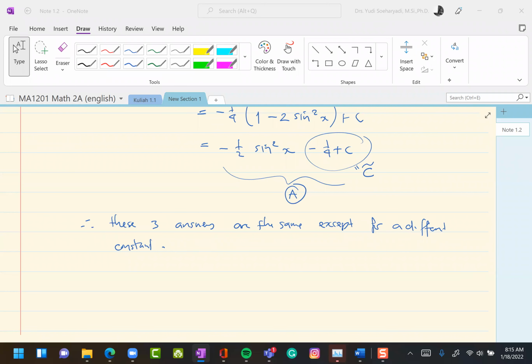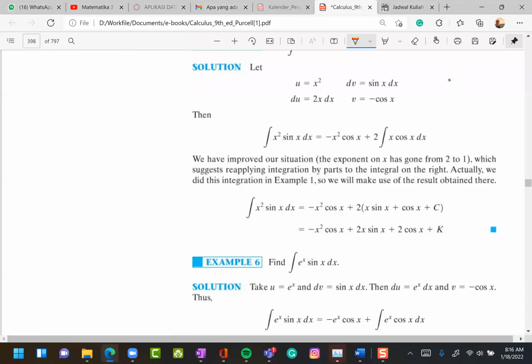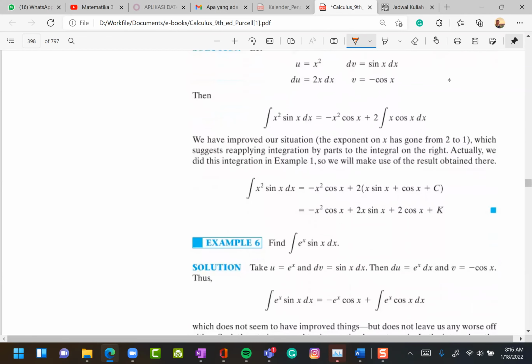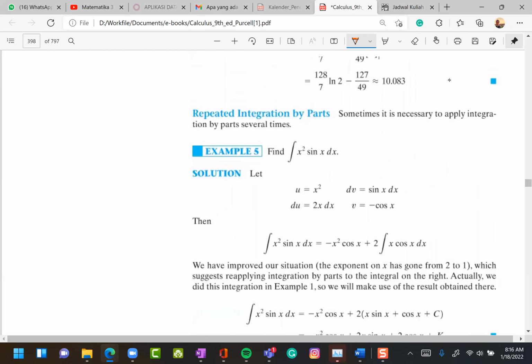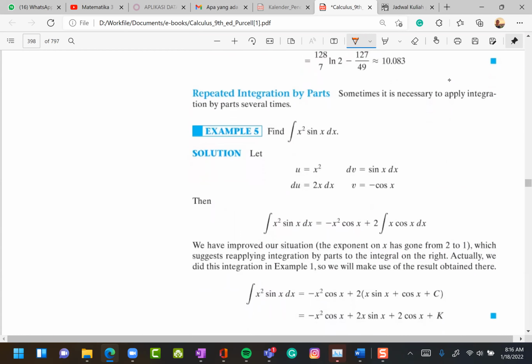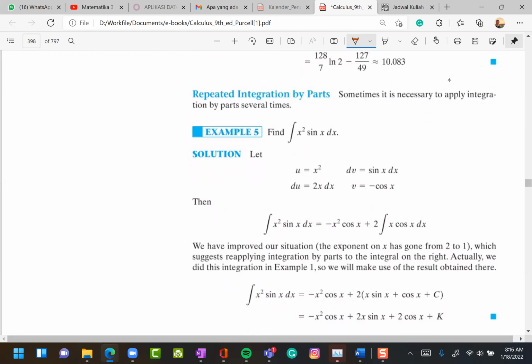Okay, so for more examples, just go through the textbook and see more examples. So we do this one. This time, x squared sine of x. Okay, so let's see.